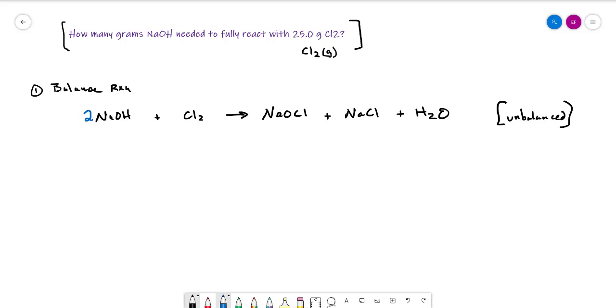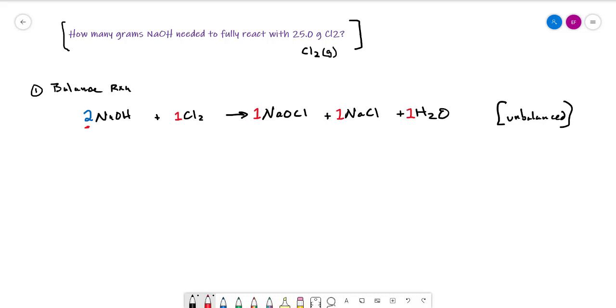Okay, so what do these coefficients mean, right? Again, this 2 literally means that we have 2 of these formula units colliding with every one of these at the molecular level to produce one of these, and one of these. That's the molecular picture, which is useful, but not as much as the molar picture, thinking about it in mole terms. So this also means that we have 2 moles of this reacting for every 1 mole of this, to produce every 1 mole of this, 1 mole of this, and 1 mole of that.